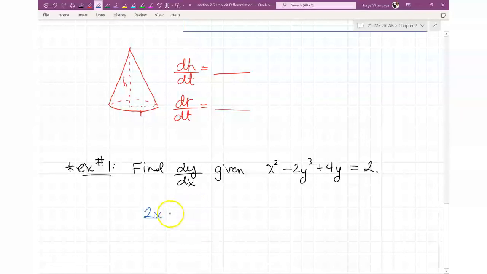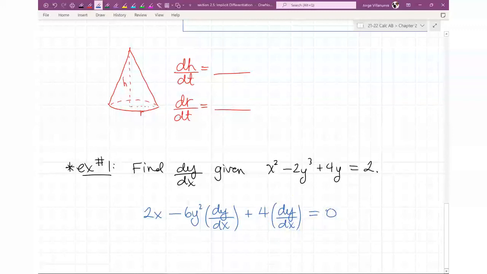Now, minus 2y cubed, 6y squared, dy dx, right? I took a derivative of y when it should have been an x, right? Plus, what is that? 4 dy dx equals, well, that's 0.